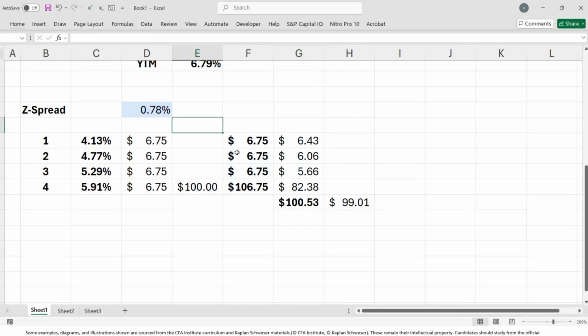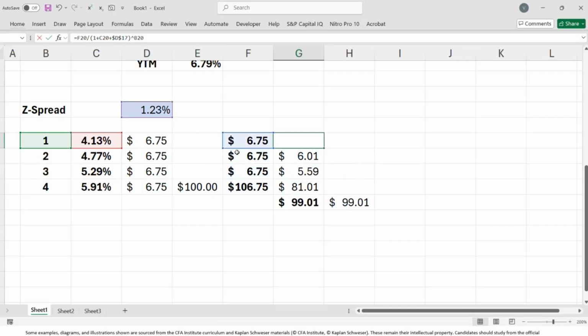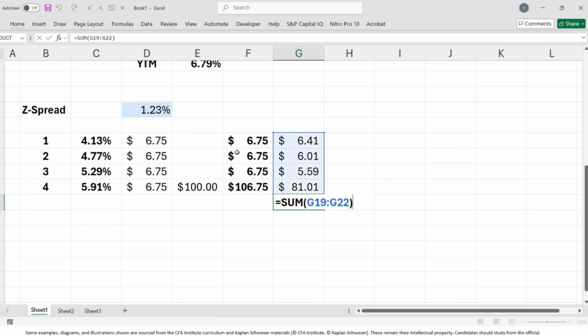Okay, everywhere. Let's try 1.23%. And there is your answer. 1.23% gets you to the right number of 99.01. So the correct answer is 1.23%. If I put 1.48%, I will go below 99. So your right answer for Z spread is 1.23%.